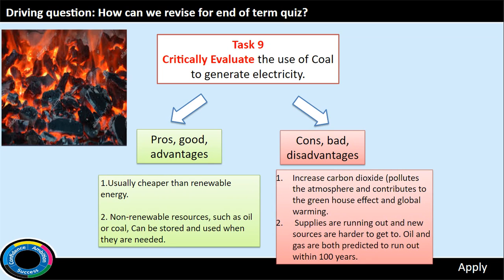On the other hand, the bad thing you could say is that the burning of coal increases carbon dioxide in the air, which is going to pollute the atmosphere, contribute to the greenhouse effect and global warming. And you can also say that supplies are running out and new resources are harder to get, okay? So, for example, oil and gas are both predicted to run out in the next 100 years. Non-renewable resources, for example coal, are going to run out at some point, so we need to find different ways of generating electricity in the long run.